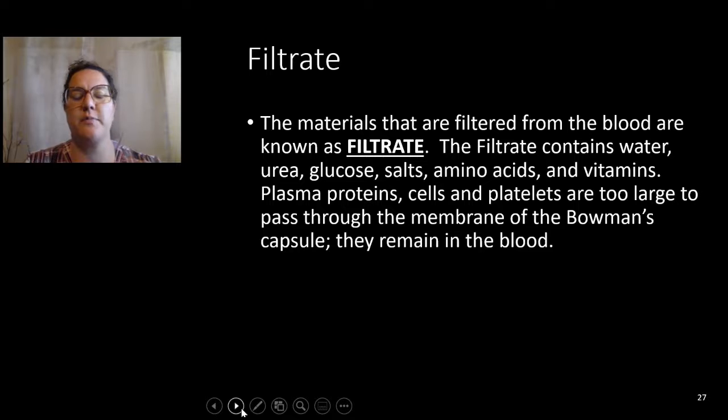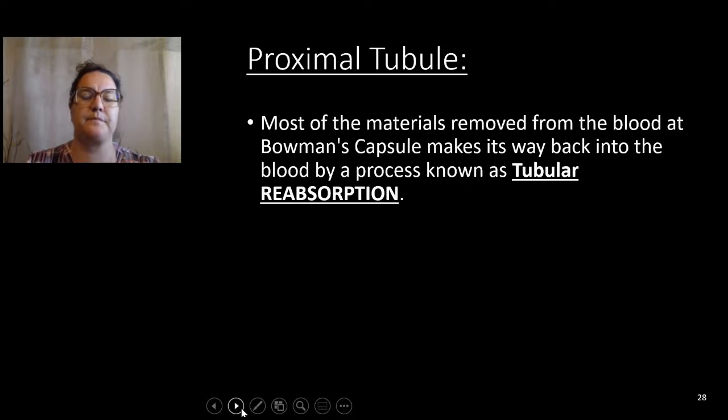The materials that are filtered from the blood are known as the filtrate. It contains water, urea, glucose, salts, amino acids, and vitamins. Typically, plasma proteins, cells, and platelets are too large to pass through the membrane of the Bowman's capsule, so those remain in the blood. Now, in the proximal tubule, most of the materials removed from the blood make their way back into the blood, during a process known as tubular reabsorption.